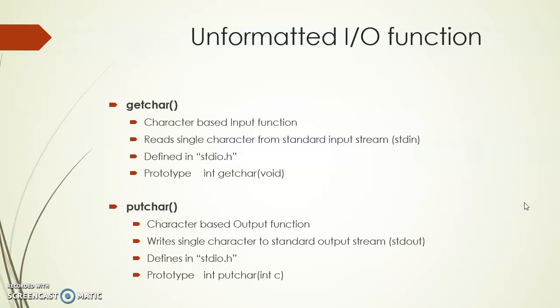Similarly, putchar writes on the standard output stream or monitor. The character to be printed is passed into the function as an argument, and after successful writing, that character is itself returned. Both of these two functions are available in the stdio.h header file.